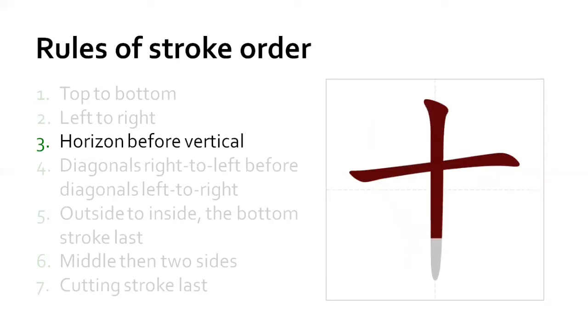Horizontal before vertical. When horizontal and vertical strokes cross, horizontal strokes are usually written before vertical strokes, just like these characters. 十, horizontal before vertical.